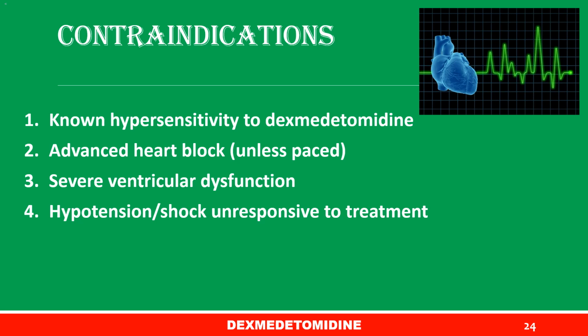Contraindications of dexmedetomidine. 1. Known hypersensitivity to dexmedetomidine. Don't use dexmedetomidine if patients are allergic to it. 2. Advanced heart block. Unless paced, dexmedetomidine isn't for patients with severe heart block unless they have a pacemaker. 3. Severe ventricular dysfunction. Dexmedetomidine might not be for patients with severe heart pumping problems. 4. Hypotension, shock unresponsive to treatment. Dexmedetomidine isn't for patients with low blood pressure or shock that doesn't get better with treatment.